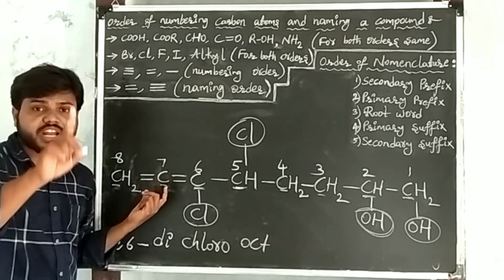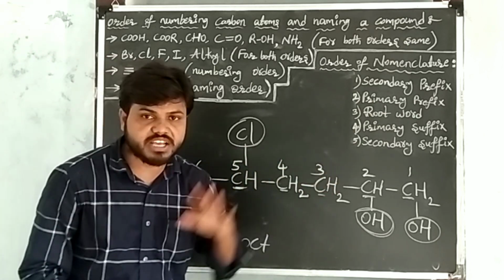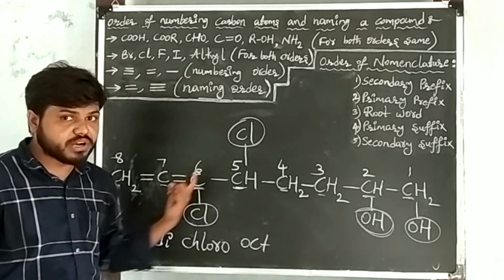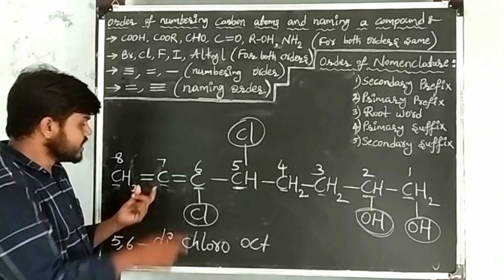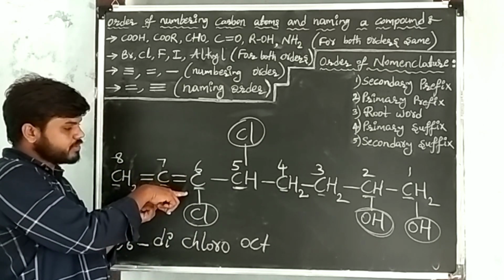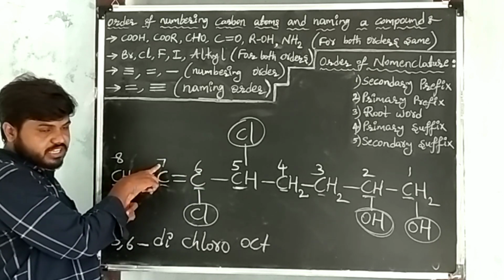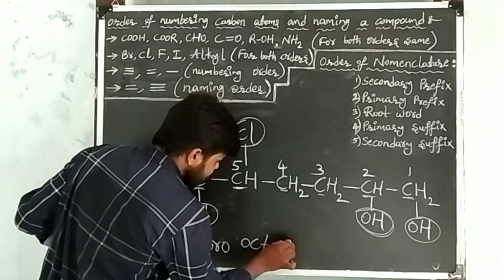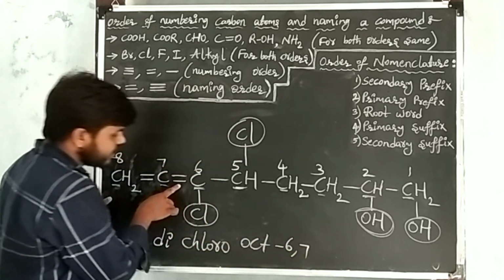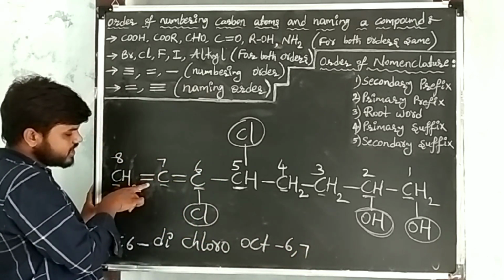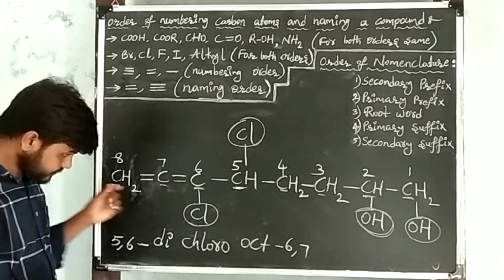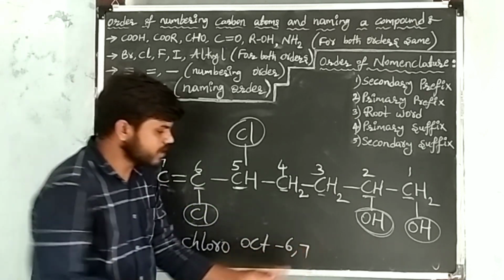When we have double bonds, there is no need to write the suffix of single bond. First, write the positions of each double bond. One double bond position is the 6th carbon, another double bond position is the 7th carbon. One double bond at the 6th carbon, another at the 7th carbon, right? I write positions 6, 7.